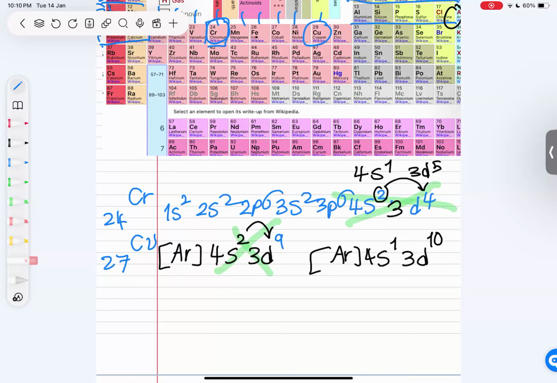What if I have an ion? I will do the same thing. So copper 2 plus: remove 2 electrons. Should I remove the electron from the S or the D first? From the S. So I will remove from the S, close this room, and then remove one from the D. So it will be 3D9.